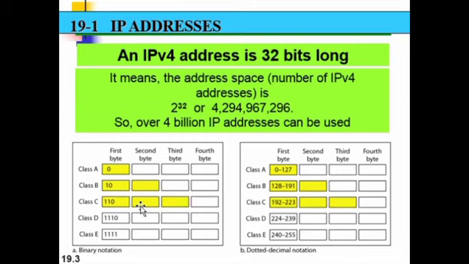So this was all about classful IP version 4, that is 32 bits long. We discussed the classes, how to identify the net IDs, and how to identify the host IDs. So this was all about IP version 4.